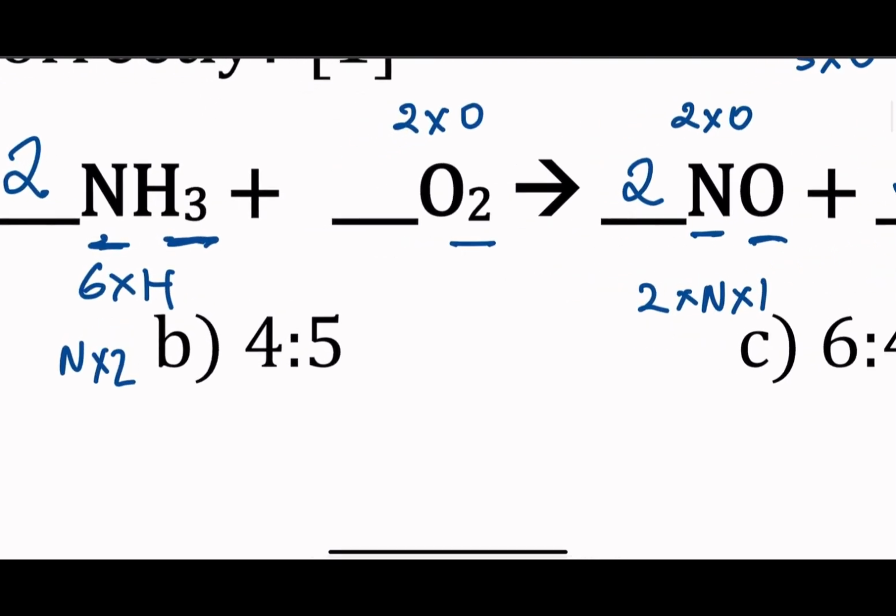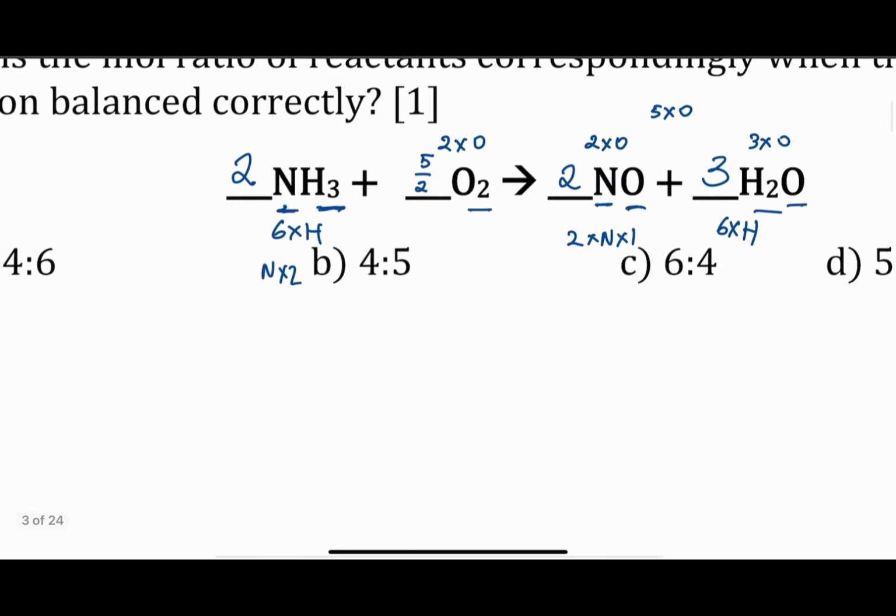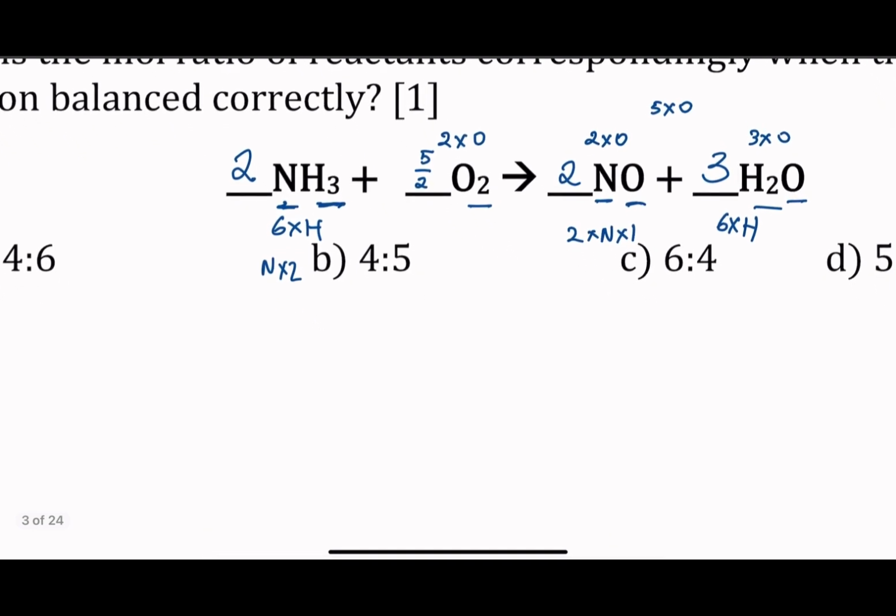And in order to make this one equal, we're gonna do 5 over 2 for this oxygen. But we know that we can't write the fraction, so we're gonna multiply everything by 2, which will give us 4 NH3, 5 O2, and then 4 NO, and then 6 H2O.